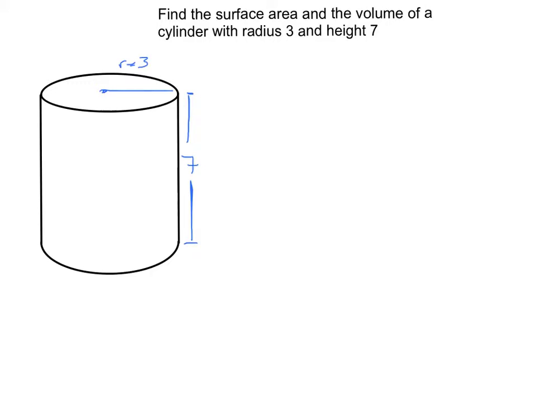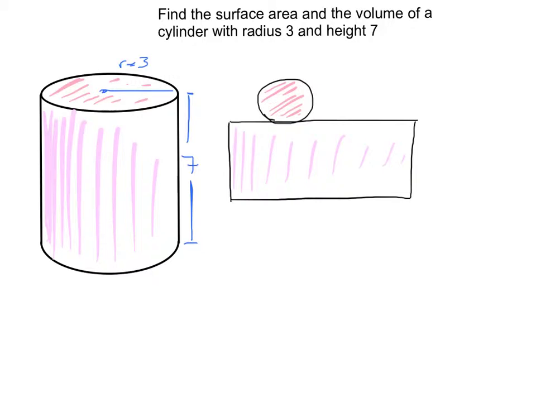So I need the two-dimensional shape for each individual surface. The top of this shape is a circle. The body of this shape unfolds into a rectangle. And of course we have a bottom, don't forget, which is another circle. Start finding the area of each shape.